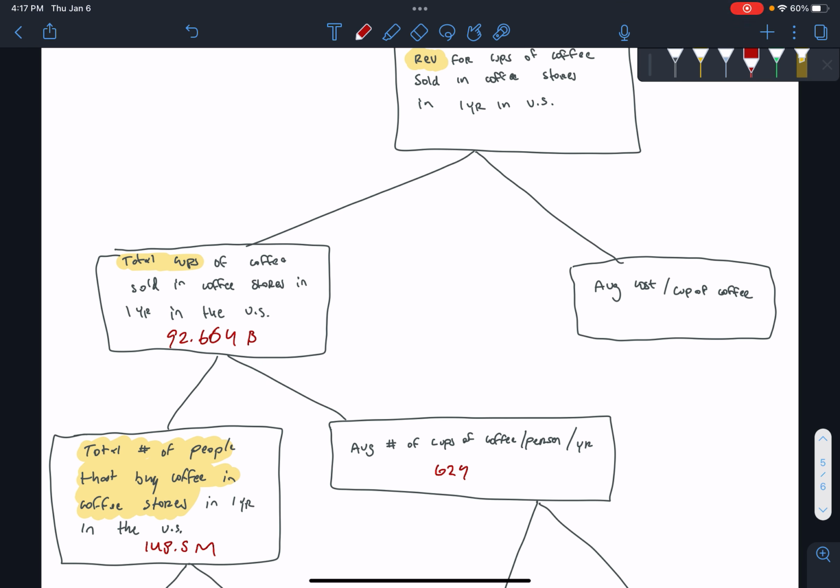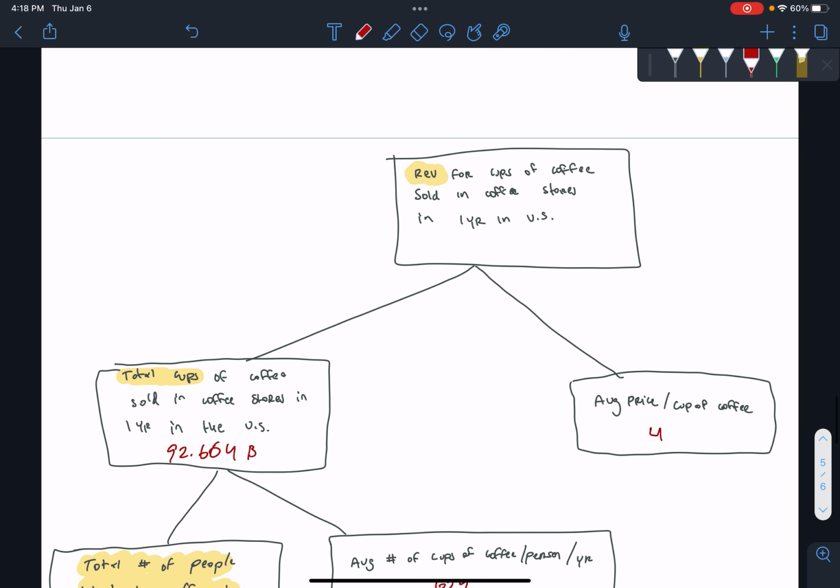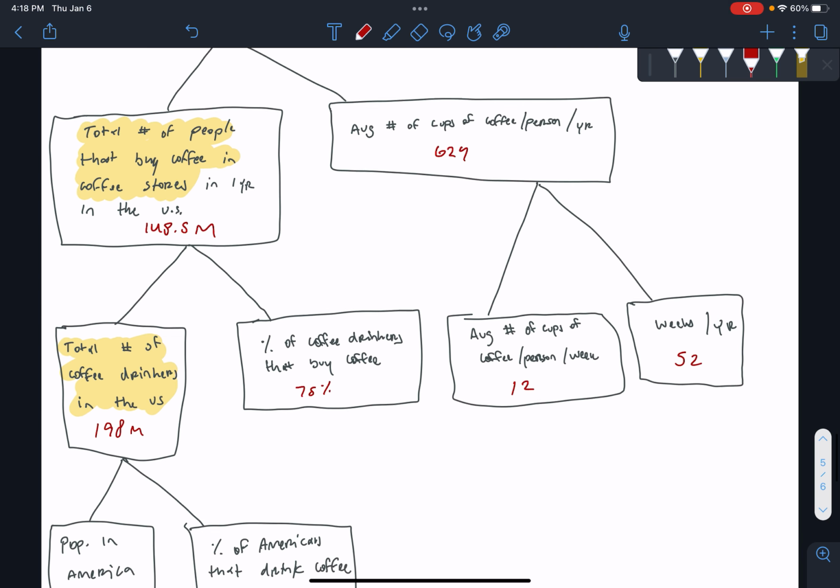And we need to now estimate our average cost per cup of coffee. And this is a cost to the consumer, not a cost to the business. So maybe we should have worded this as average price. And again, I don't drink coffee, but I'm going to estimate it's around $4 a cup. So now we'll multiply this by 92.664 billion to get that the total revenue of cups of coffee sold in coffee stores in 1 year in America is $370.656 billion, which is a huge number, which means that we probably overestimated somewhere.